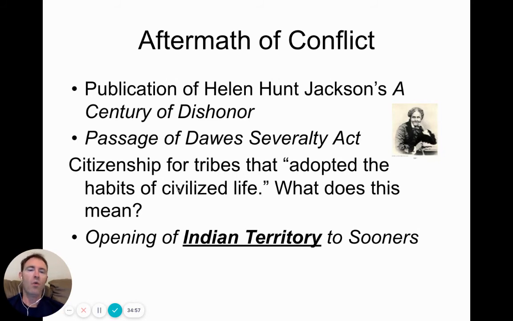Now, what does it mean to adopt the habits of a civilized life? This can become very controversial, but at the end of the day, the way that a lot of people interpreted this is learning the English language, possibly adopting the religious customs of the majority of the United States, which would have been some form of Christianity. Possibly adopting different dress patterns.